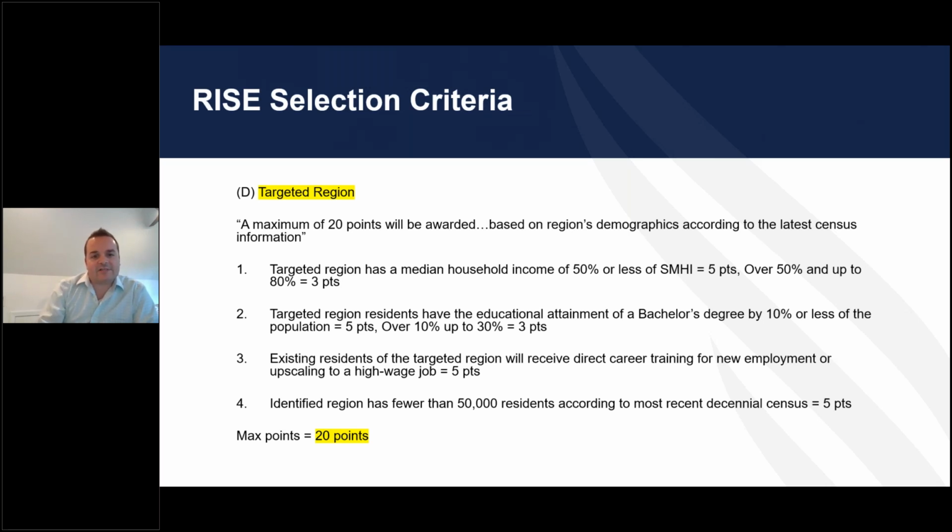The existing residents of the targeted region will receive direct career training for new employment or upscaling to a high-wage job. The indicator here is really to ensure that the benefits of this grant are directly impacting the rural residents of this region. The identified region has fewer than 50,000 residents, according to the most recent decennial census. So there's a maximum of 20 points. This is a heavy criteria in the scoring.